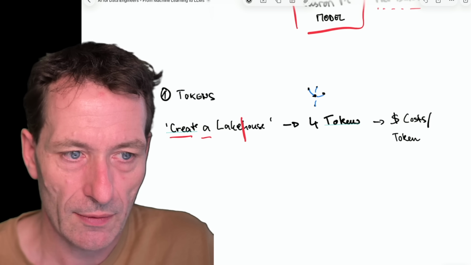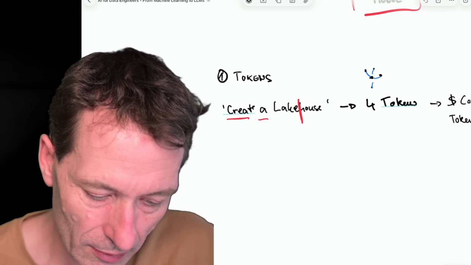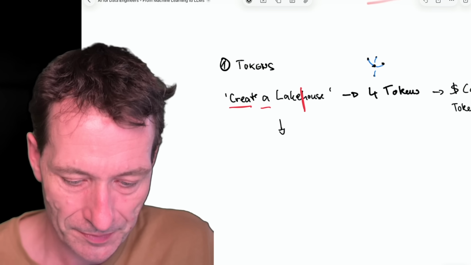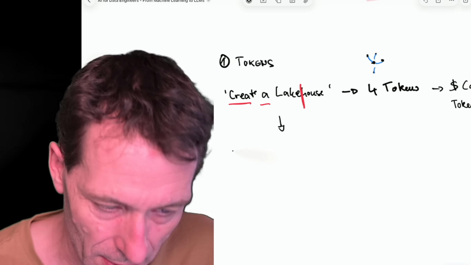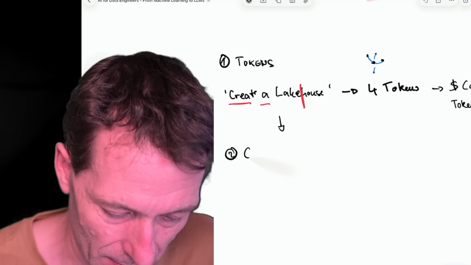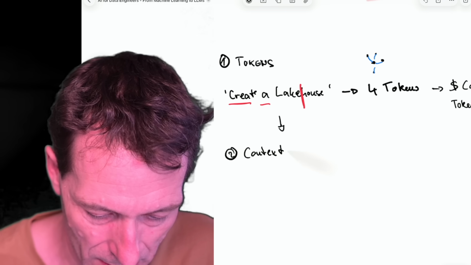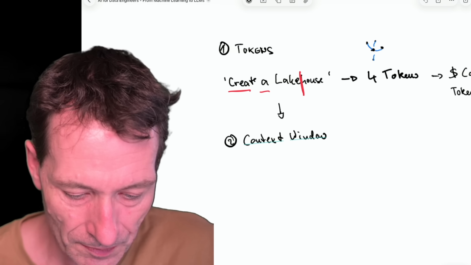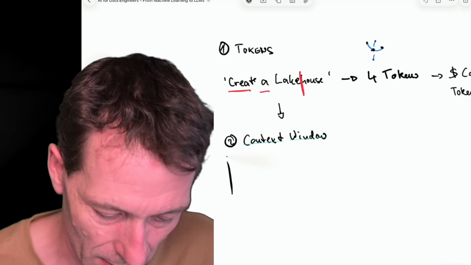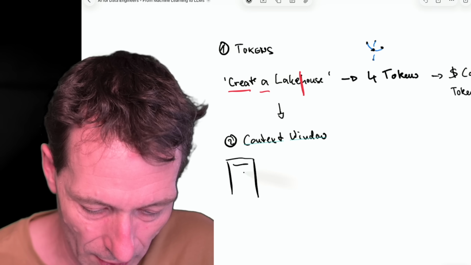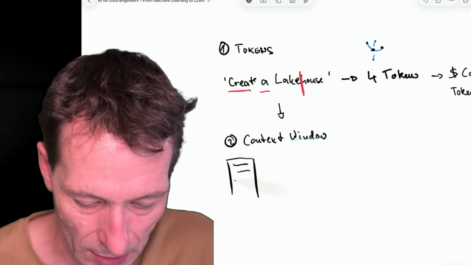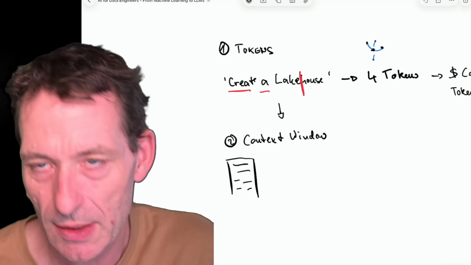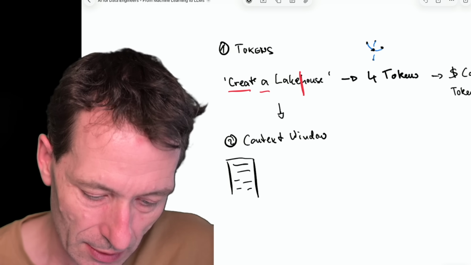The second thing that we need to know is that all that you write, for example this sentence, like let's create a lakehouse, is part of a context window. This is number 2, the context window. The context window contains everything in your chat. Everything that you write, everything that the large language model answers, everything that you answer, everything that you upload, just everything. This is the context window.